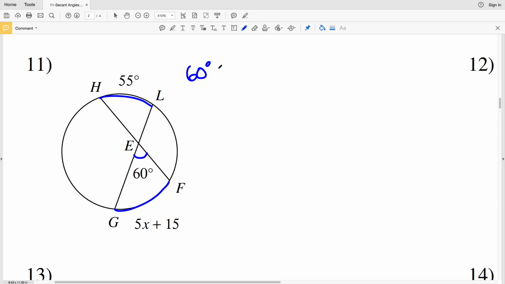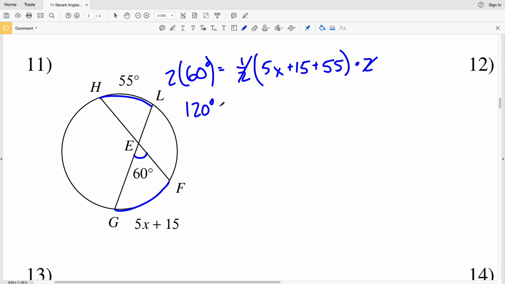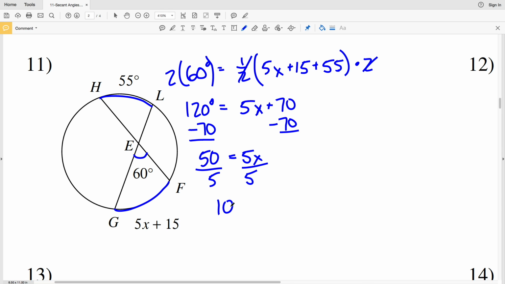So 60 degrees, that angle will equal half of the sum of 5x plus 15 plus 55 degrees. I'll start by multiplying both sides by 2 in order to cancel out the 1/2. So I'll have 120 degrees equal to 5x plus 70, combining 15 and 55. Now when I subtract 70 from both sides, 120 minus 70 is 50, so 50 will be equal to 5x, which when I divide by 5, gives me that 10 is equal to x for number 11.